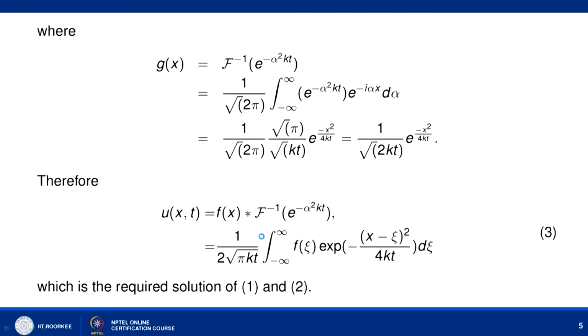So, for that we define g(x) as the inverse Fourier transform of e to the power minus α² k t. So, I can write this as 1 upon root 2π, integral from minus infinity to infinity of e to the power minus α² k t, e to the power minus i α x dα, and we can simplify this expression, and we can say that it is coming out to be 1 upon root 2π times root π upon root k t, e to the power minus x² upon 4 k t. And how can we find that?